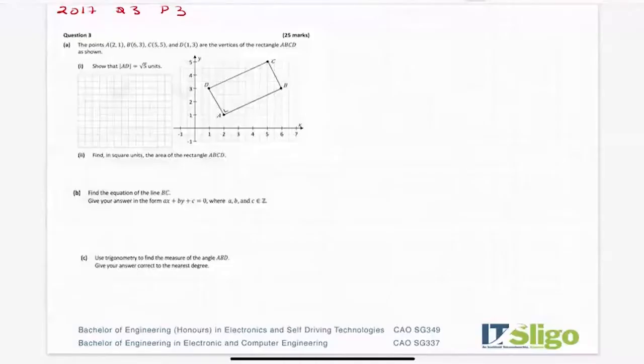Right, so the 2017 question on coordinate geometry, the line, from the Leaving Cert ordinary level course. The points A (2, 1), which is here, B (6, 3), C (5, 5), and D (1, 3) are the vertices, fancy word for corners, of the rectangle ABCD as shown. Show that AD is equal to root 5.